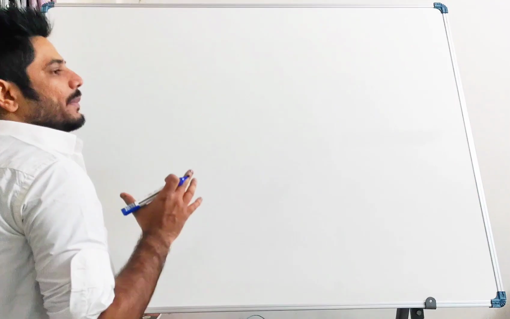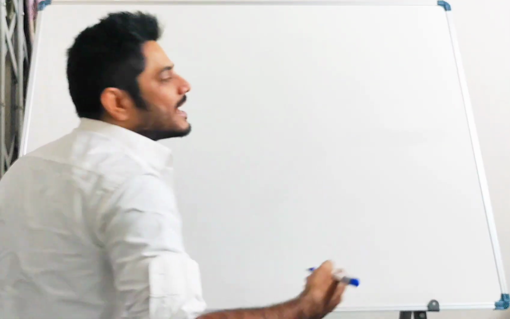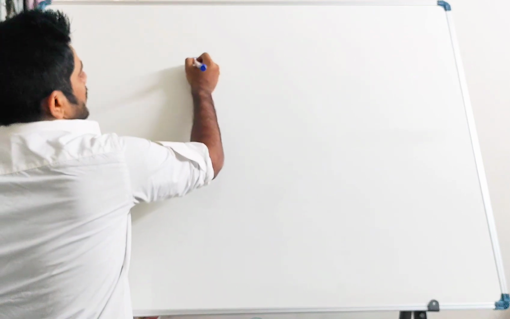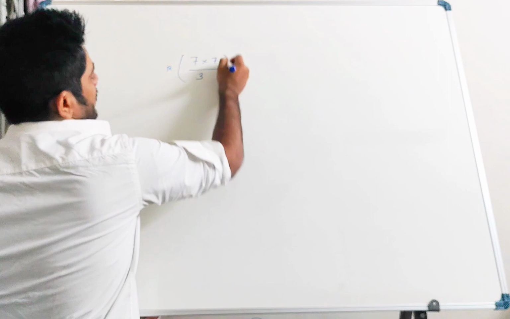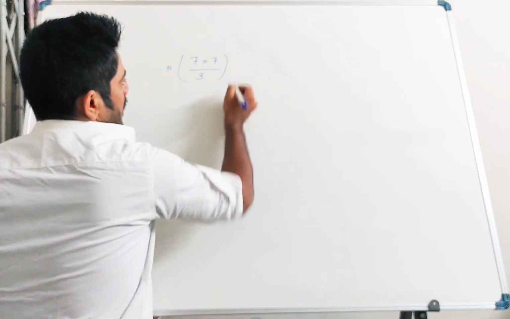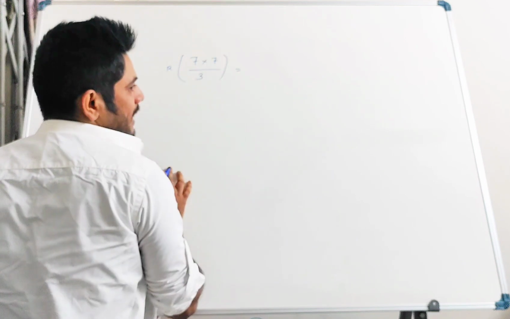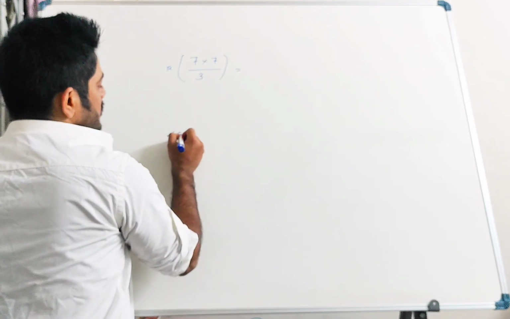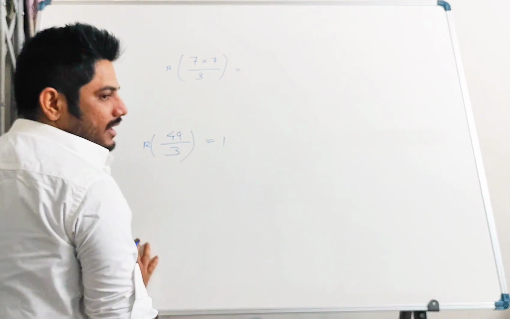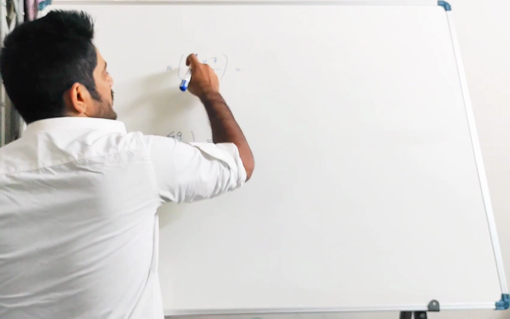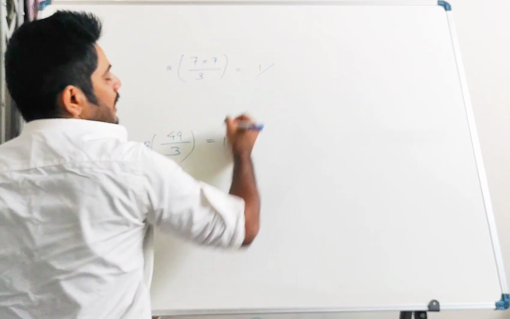Whenever we want to find the remainder of numbers which are multiplied, the remainders get multiplied. I'll give you an example. 7 into 7 divided by 3. What will be the remainder? As I said, I can find the remainders individually and then multiply them. How does it work? If I divide 49 by 3, clearly the remainder would be 1. Right? What is 7 by 3? The remainder is 1. 1 into 1, the answer would be 1.